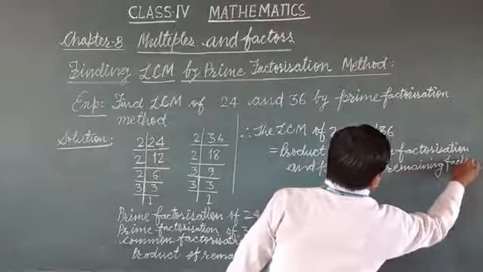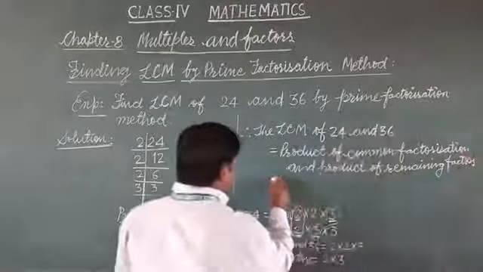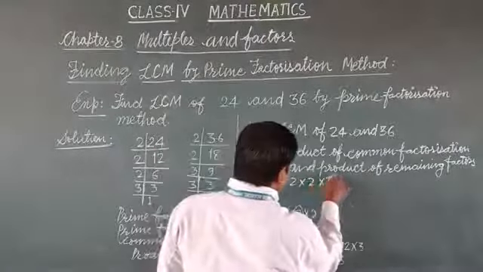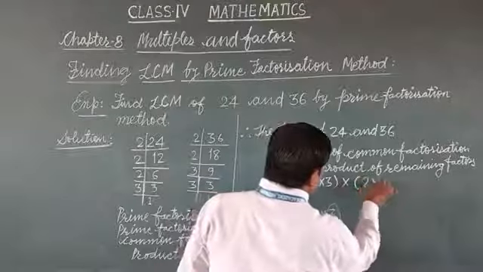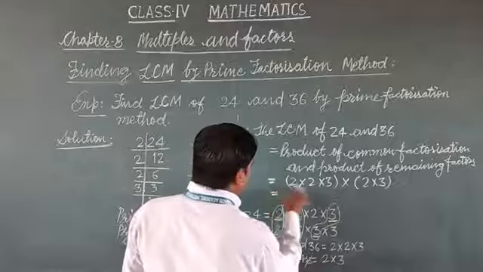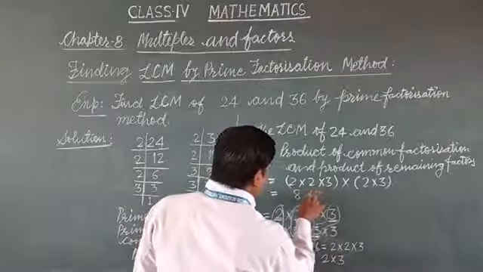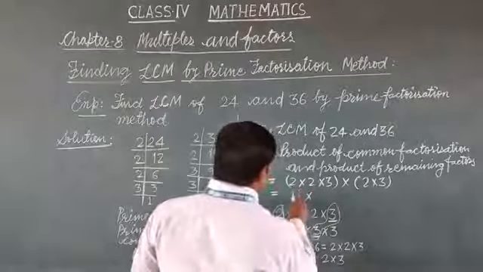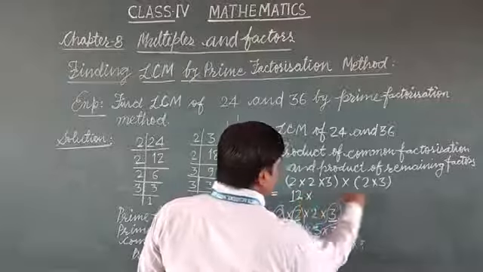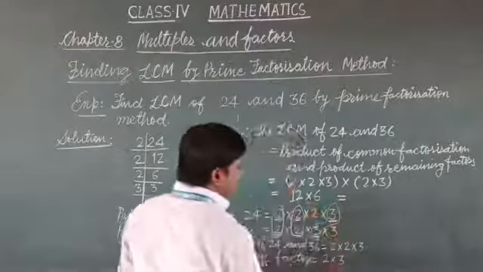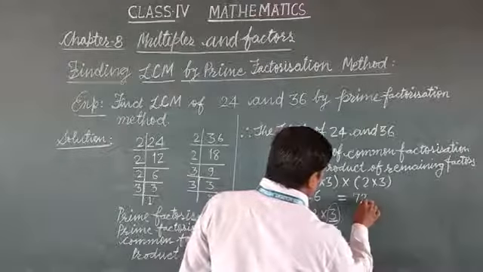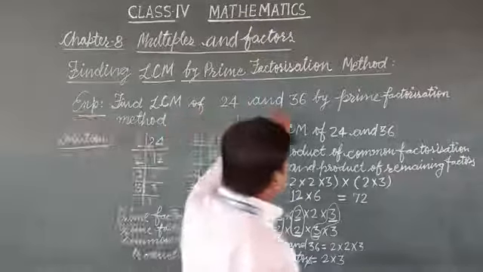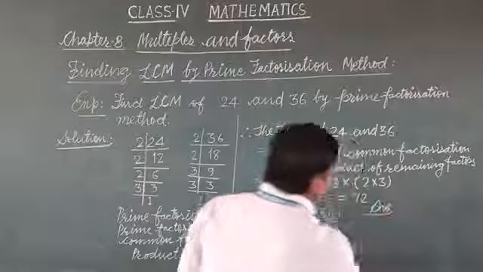Remaining factors. So we will write here the product of common factorization, 2 into 2 into 3, and the product of remaining factors. Now it will be 8, 2 to the 4, 3 to 12, multiplied by 2, 3 is 6 and 12 is 72. So the LCM of 24 and 36 will be 72. Answer.